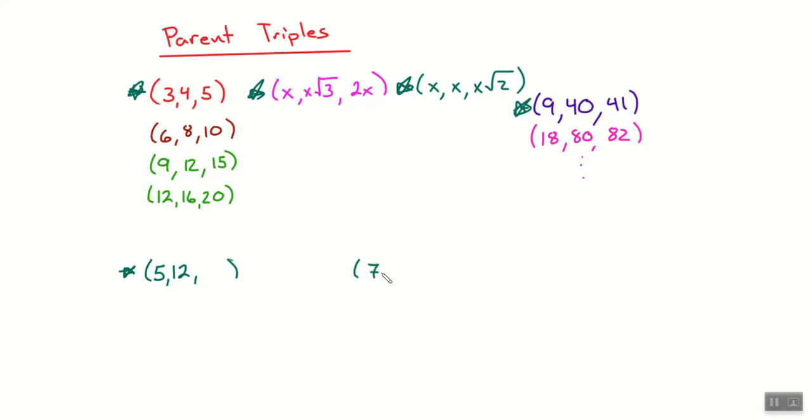5, 12, something, and the other one is 7, 24, something. I hope. We'll find out if it's not. Let's see. 25 plus 144 is 169. Yeah. 5 squared plus 12 squared winds up being 169. And you guys might not know this one. What's the square root of 169? And if you didn't know it, it's here. Hopefully now you do. Okay, and all the children.